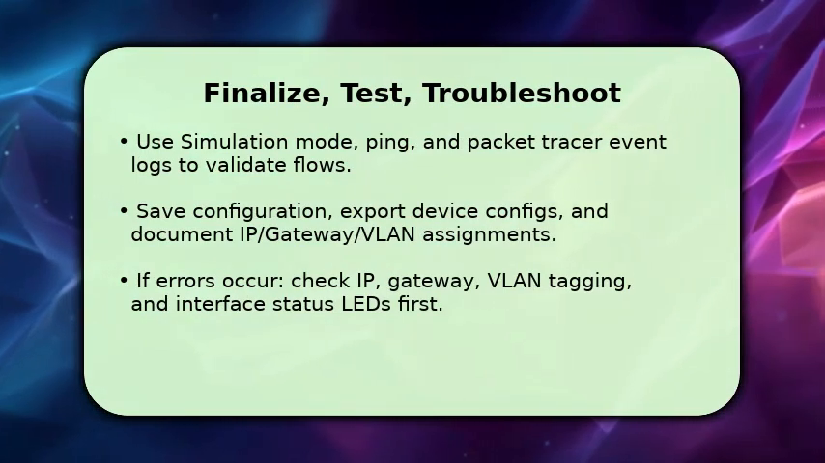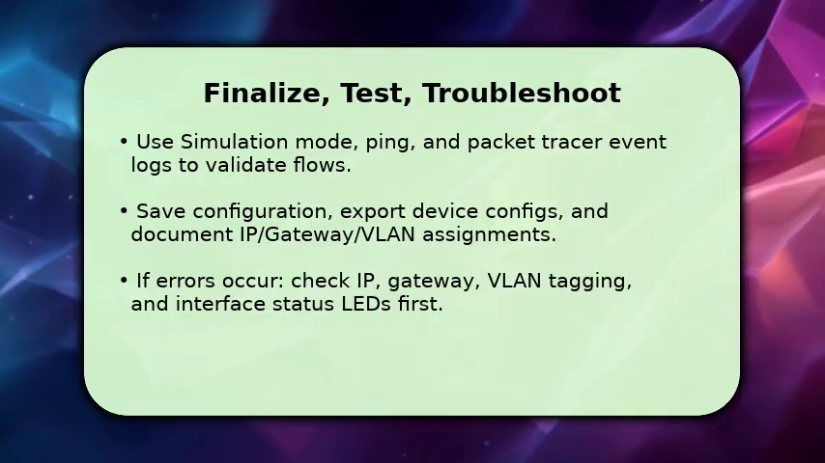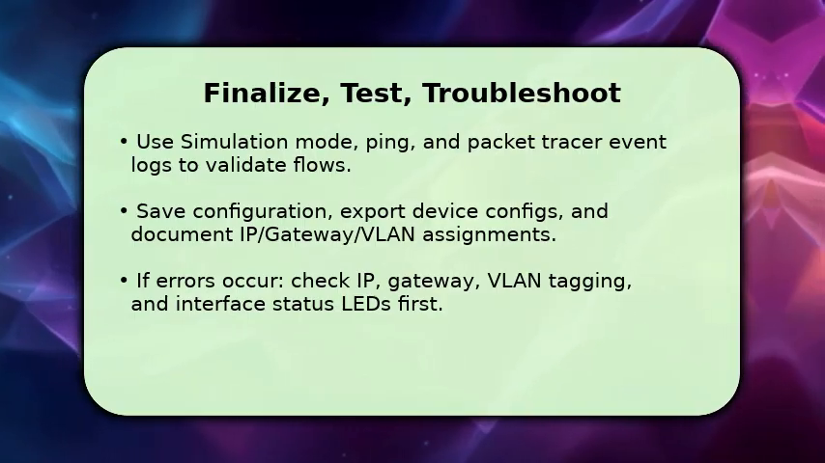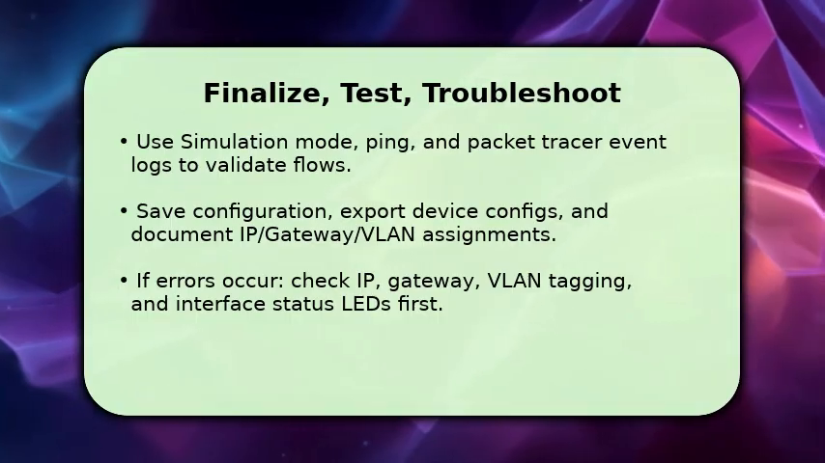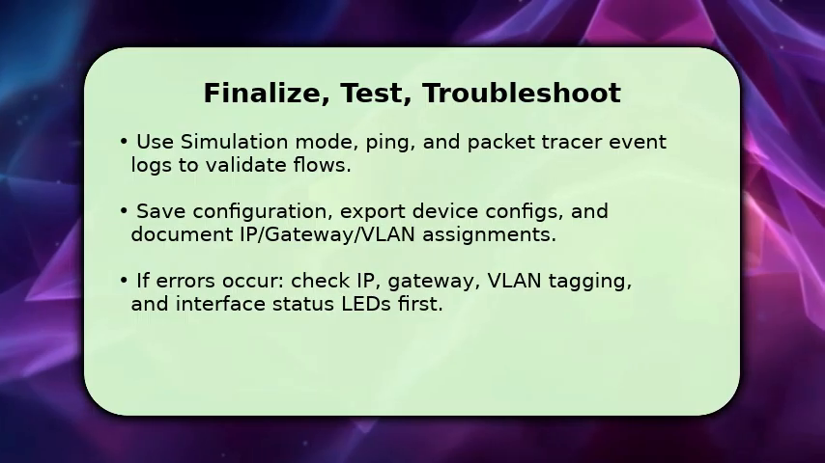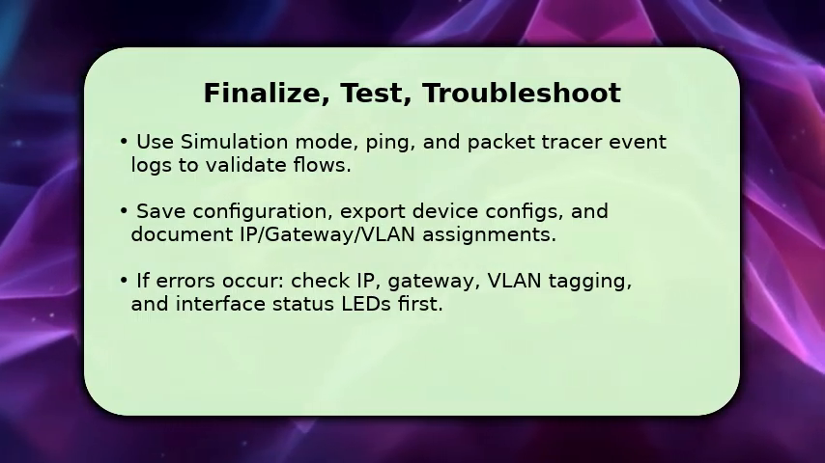Switch to simulation mode and reproduce control flows. Send commands from the smartphone, watch MQTT topics, and load the dashboard to confirm HTTP responses. Make stepwise fixes if something fails, then save the PT file and export individual device configs for backup. Document IPs, VLAN, and credentials so future edits are fast.